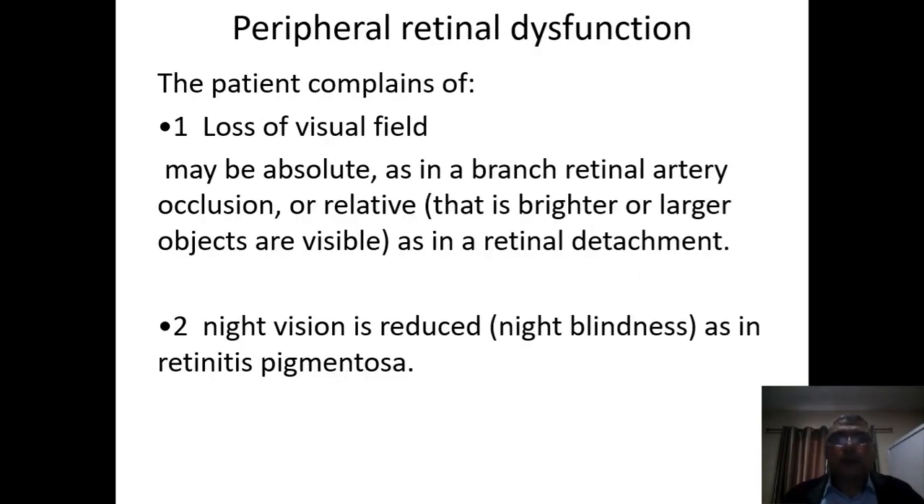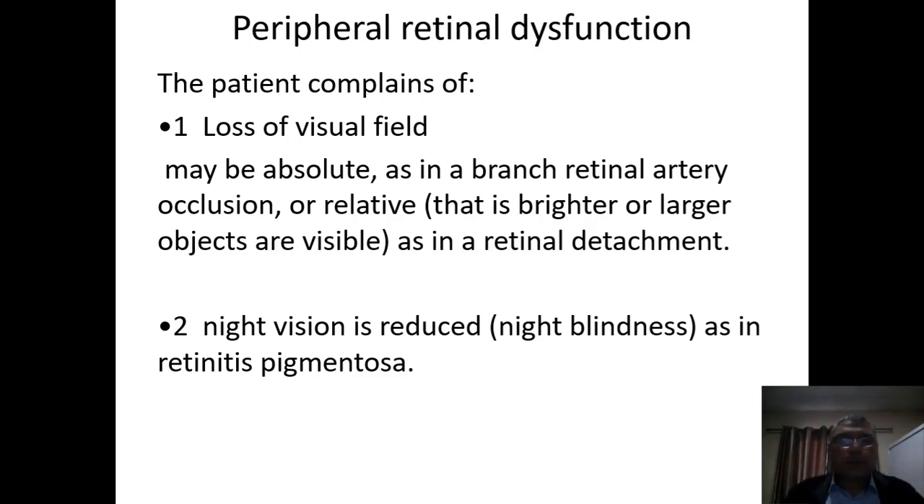Symptoms related to peripheral retinal dysfunction will include loss of visual field, constriction of the visual field. This may be absolute, as in branch retinal vein or branch retinal artery occlusion, or relative, as in cases of retinal detachment. Absolute means there is no vision in this part of the visual field. Relative means that there is some vision, and you see like a curtain, the sitara, in this part of the visual field.